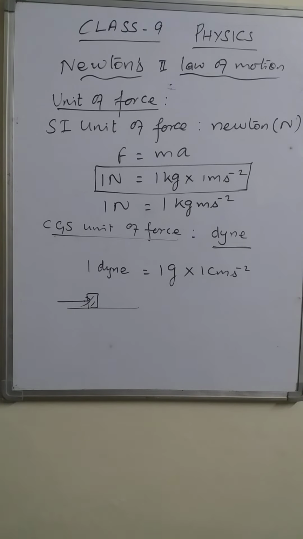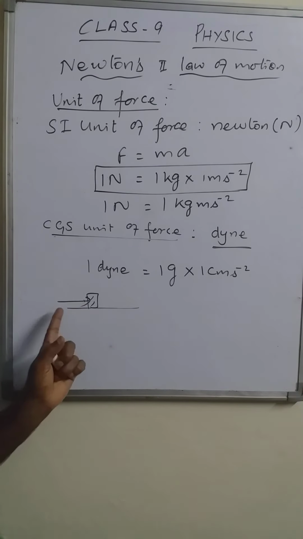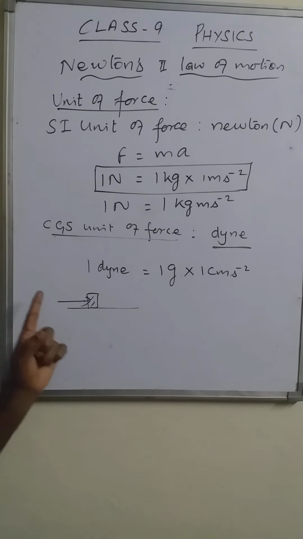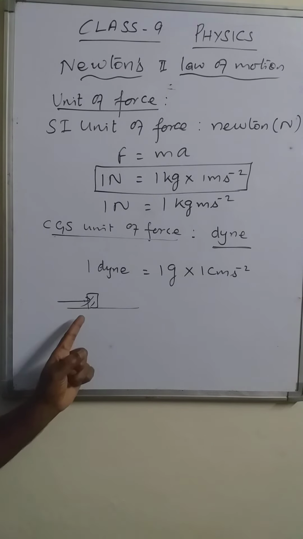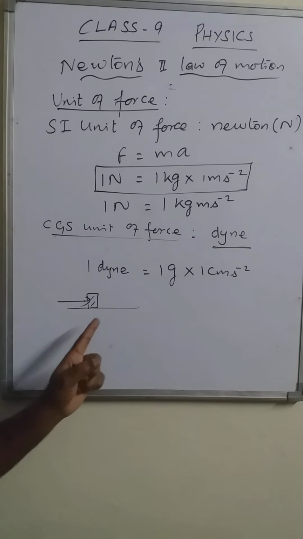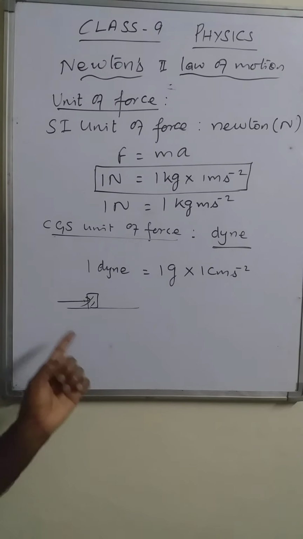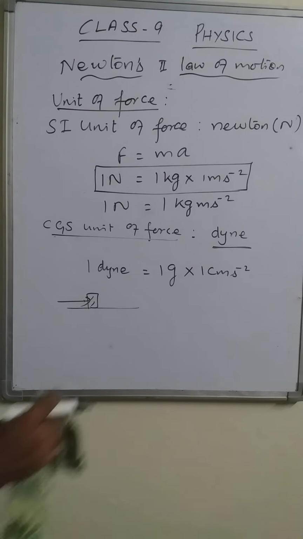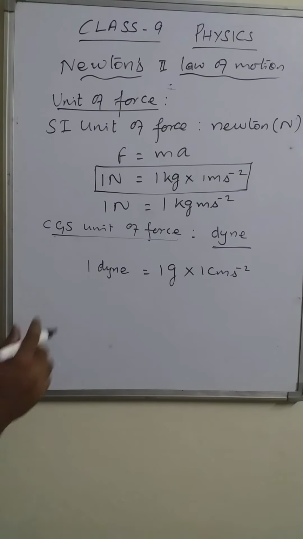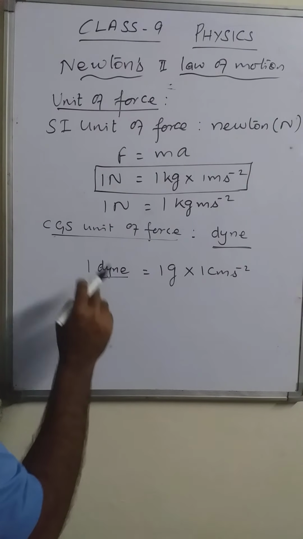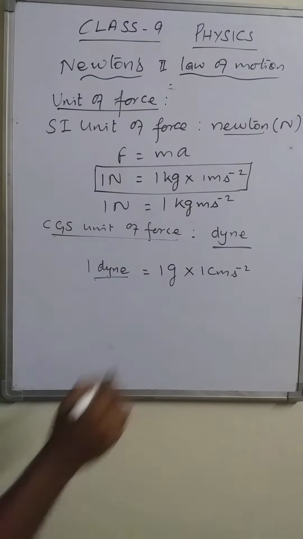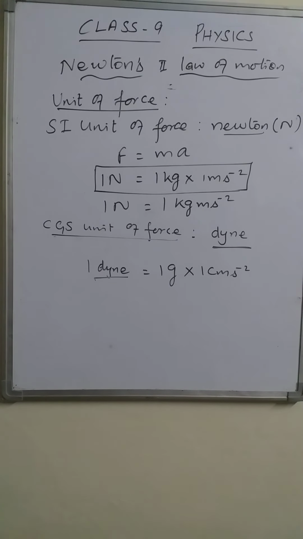So the SI unit of force and the CGS unit of force, that is dyne. Dyne force can also be defined. The force applied is said to be 1 dyne when it produces an acceleration of 1 centimeter per second square on the object of mass 1 gram. That is the 1 dyne force. Now see, dyne is the CGS unit of force, Newton is the SI unit of force. Both are the units of force. For the same quantity we have different units.